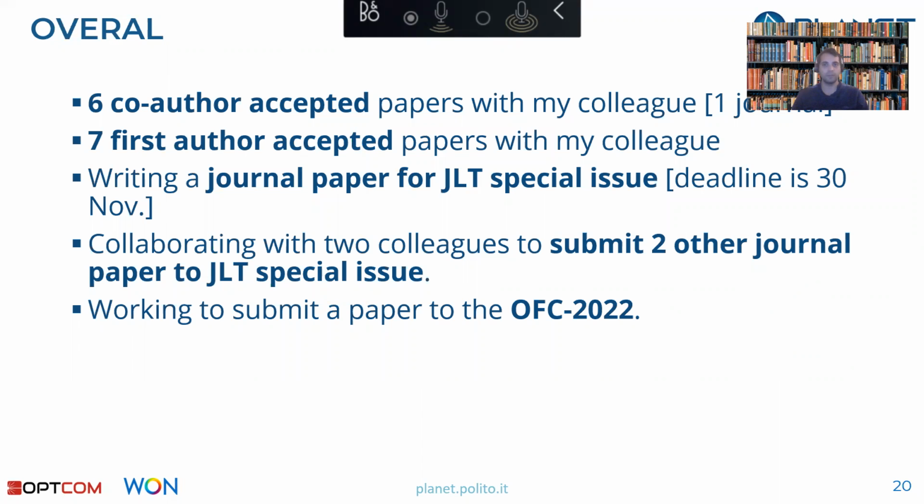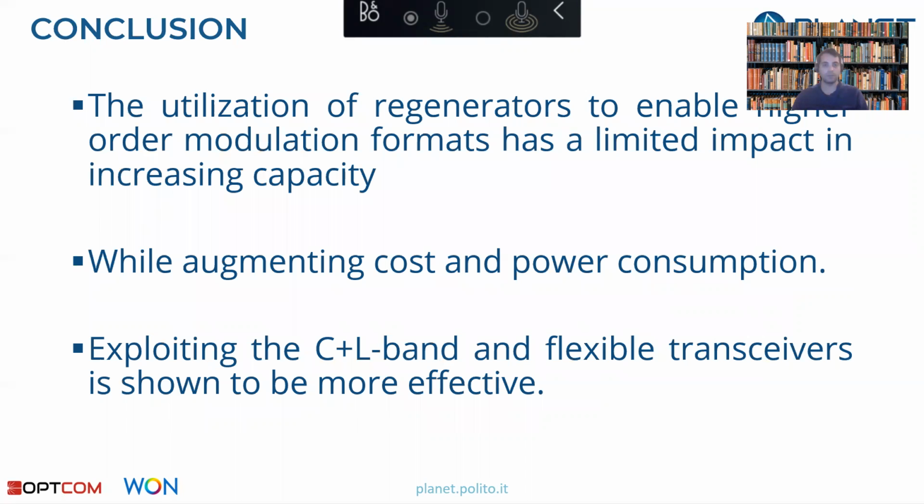And for an overall view of this year's achievements, I have to say that I could publish six papers as a co-author and 7 as first author, plus other accepted papers. And also now I'm going to write a journal paper for a JLT special issue, for which the deadline is 30th of November. And also I will collaborate with two of my colleagues, one in another country and one in our Polito, to publish two journal papers. And also I'm working to submit a paper for OFC 2022.